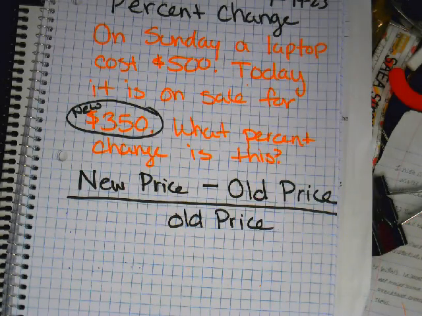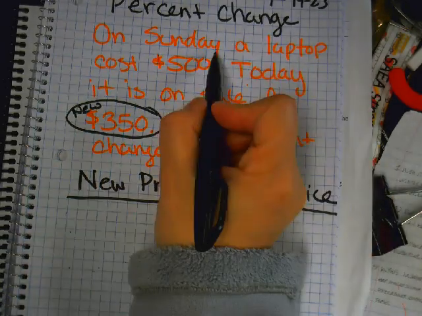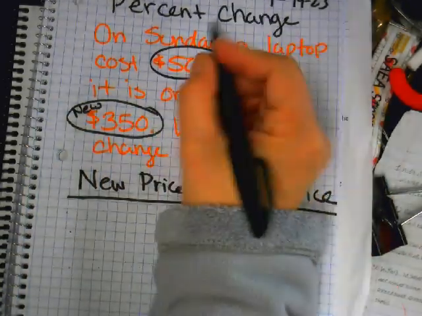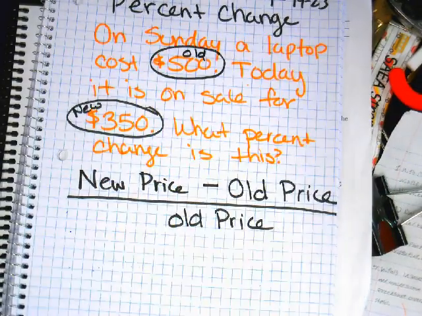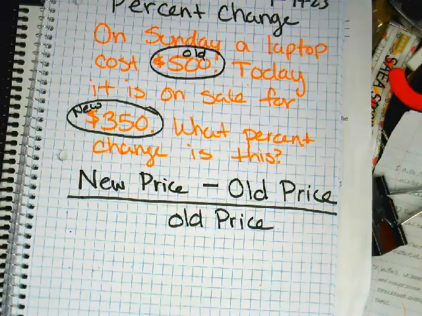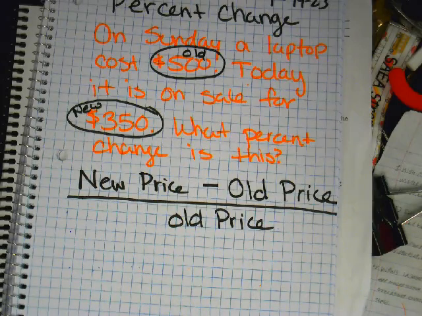Today. What's our old price? $500. So on Sunday, that already happened. This is our old price. So let's circle it and write old. The hardest part of this problem is trying to figure out, okay, what's new and what's old. Because if you don't plug in the numbers correctly, everything is wrong. Okay, so let's plug them in.